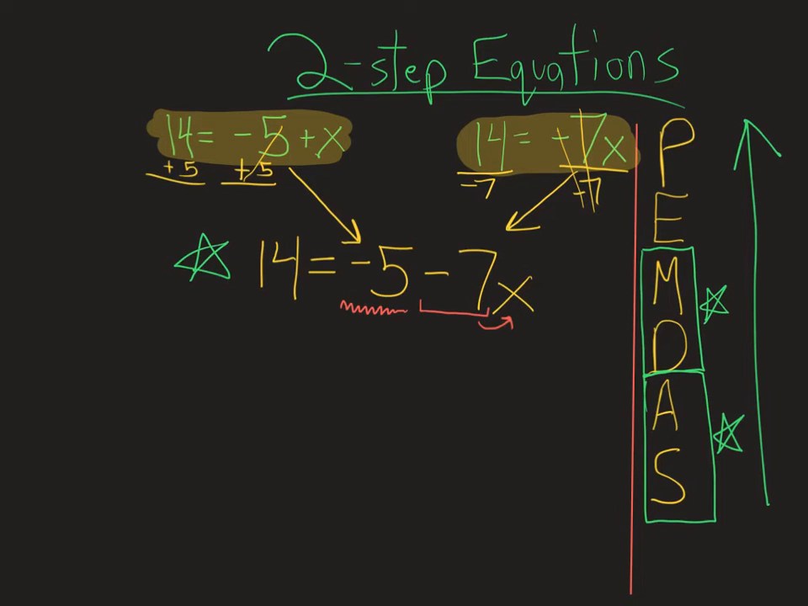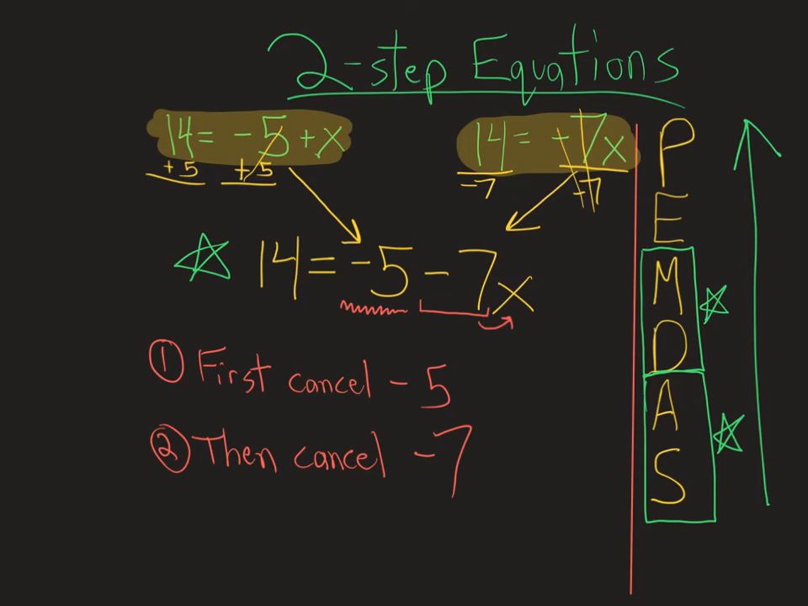Okay, so if we were to write that out before we even solve, we're going to first cancel -5, then we're going to cancel -7. Okay, that's important. Really important for you guys to grab while we're working here. Always start with the add subtract term, then we'll go second to that multiply divide term. Let's do that. All right, let's go ahead and solve one.